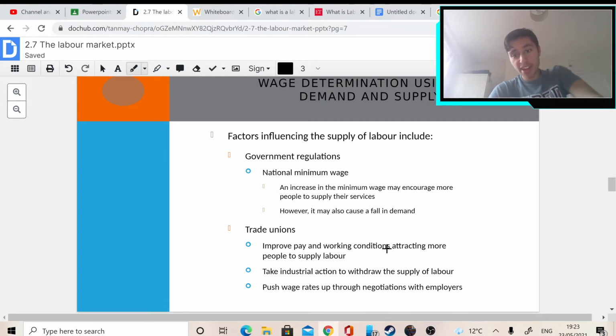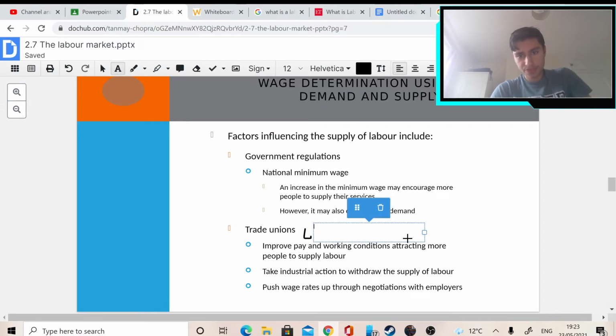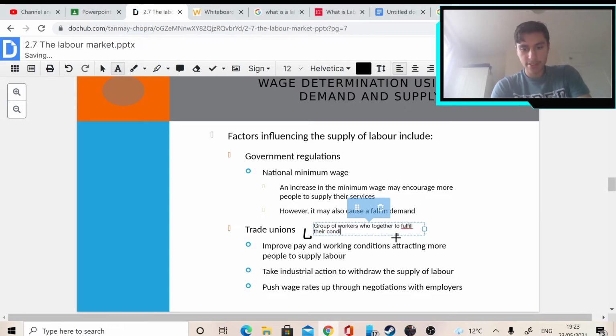Trade unions improve pay and working conditions, attracting more people to labor. They take industrial action to withdraw the supply of labor, and push wage rates up through negotiations with employers. So a trade union is just, in layman's terms, a group of workers who work together to fulfill their conditions. If they want an increase in wage, they'll all protest together. So this is what a trade union does. It's just a group of workers who work together to fulfill their demands or conditions.